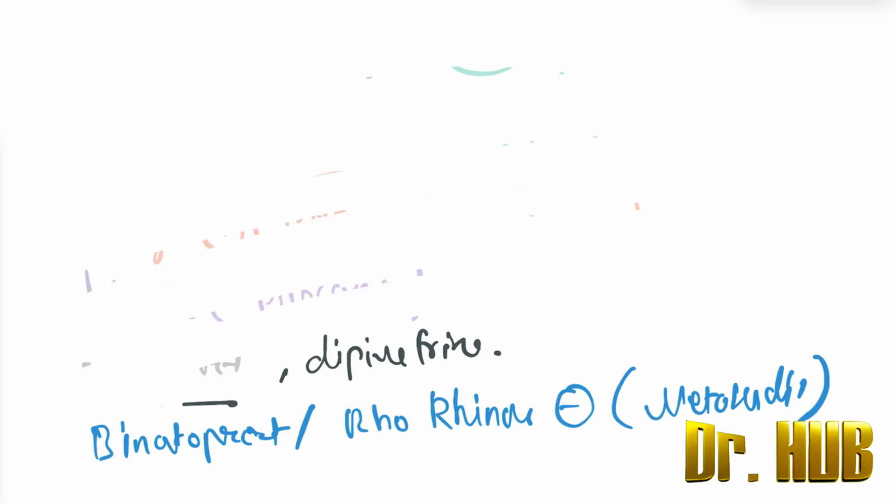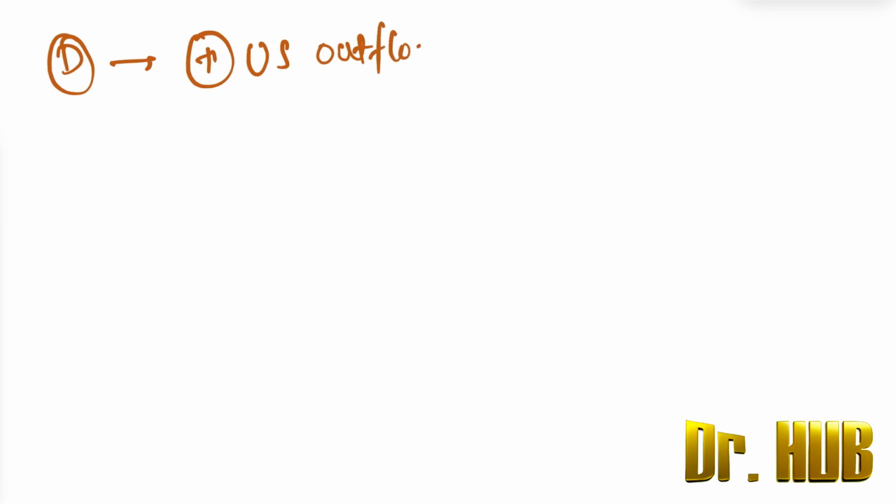Next we move on to the drugs which increase the uveoscleral outflow. So what increases the uveoscleral flow? It is the mnemonic PEBA.